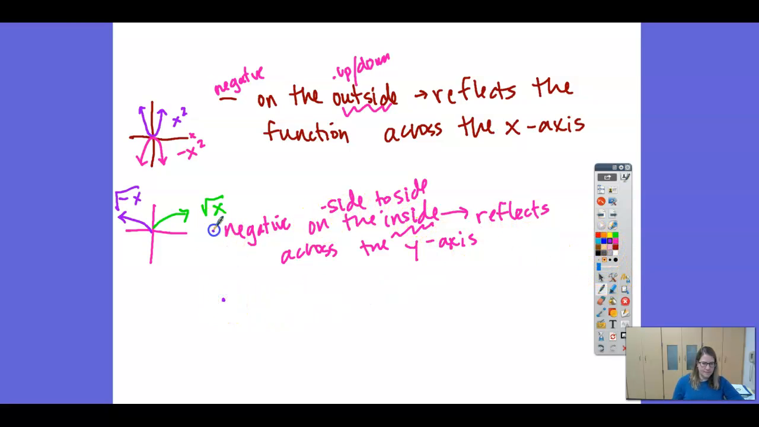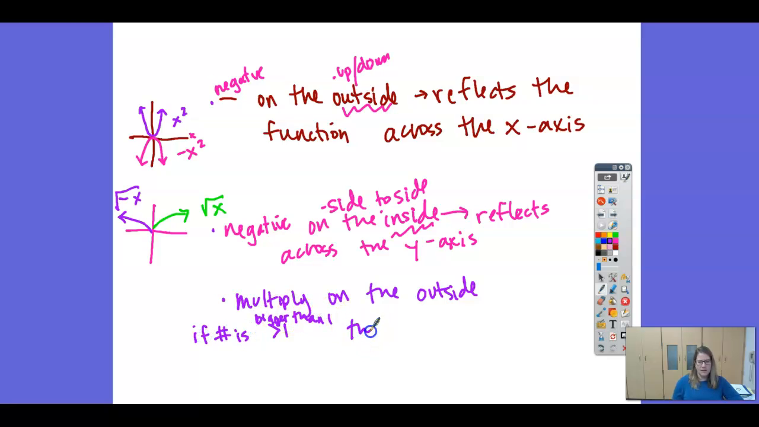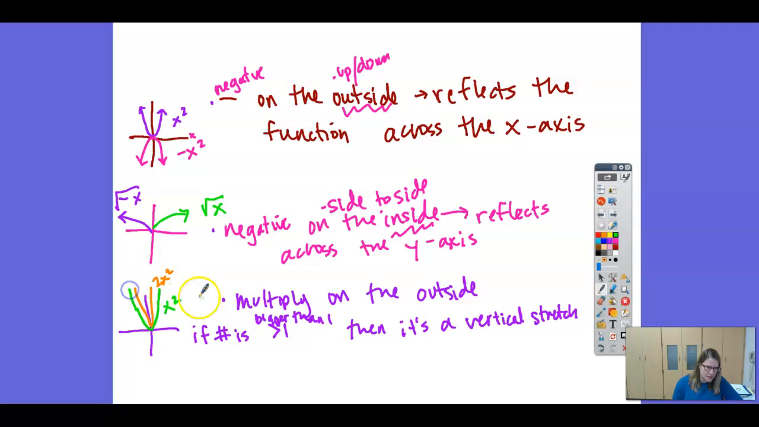Then if I multiply a number on the outside, if the number is bigger than 1, then it's a vertical stretch. So if I draw my parent function here, if this is x squared, then when I multiply that by a number, this would be like 2 times x squared. It's going to be like stretching a rubber band. It's going to get skinnier. I guess not necessarily taller, even though it looks like it, because these are going to continue forever.